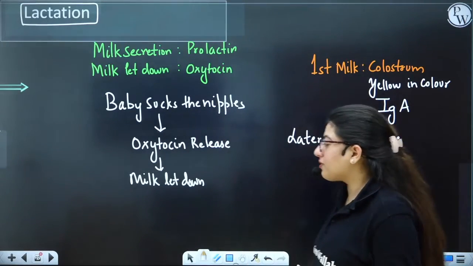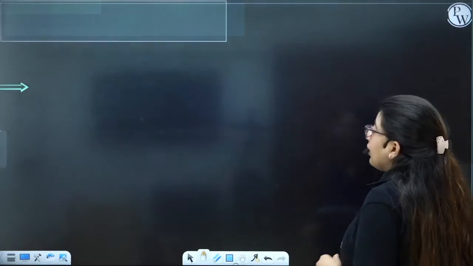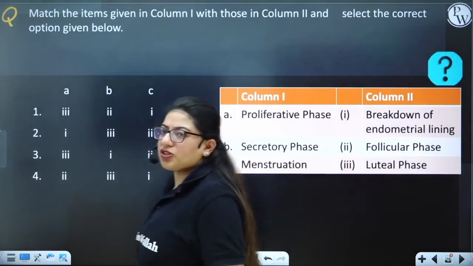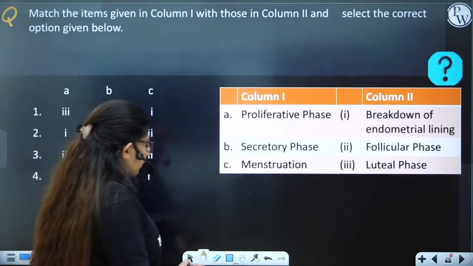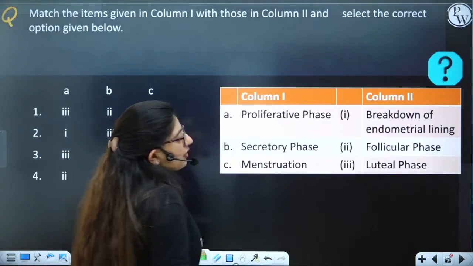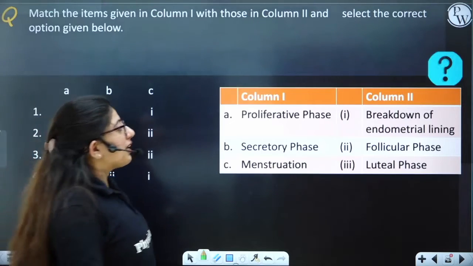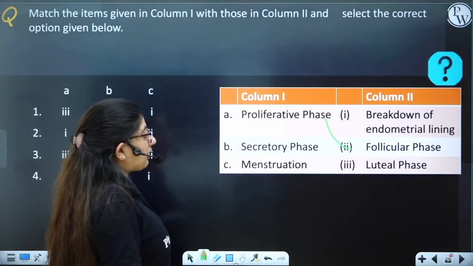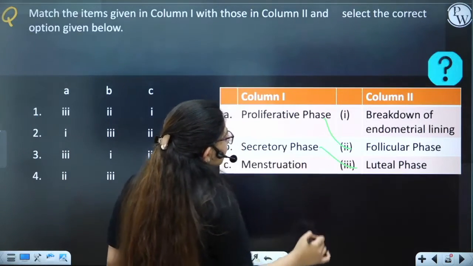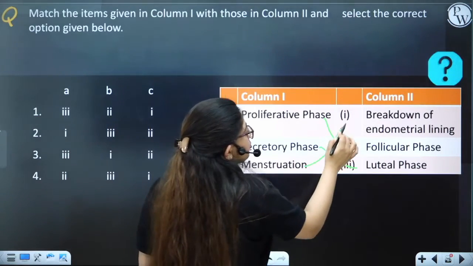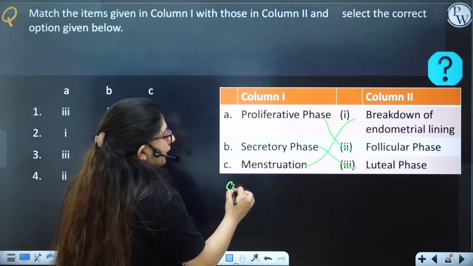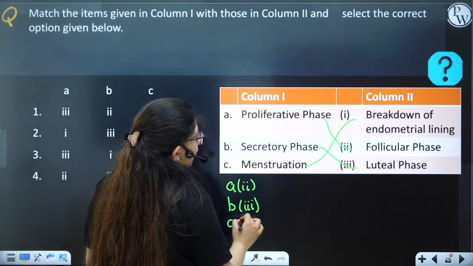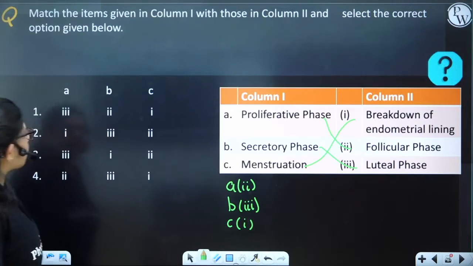So now it's time to solve some questions. Match the items given in column 1 and 2. That's quite simple. First of all, the proliferative phase. What's the function of the proliferative phase? It's another name for the follicular phase. Remember, from day 5 to 13 of the menstrual cycle. The secretory phase is another name for the luteal phase, and during menstruation, there is breakdown of the endometrium. So A-2, B-3, and C-1. So what is the correct answer?